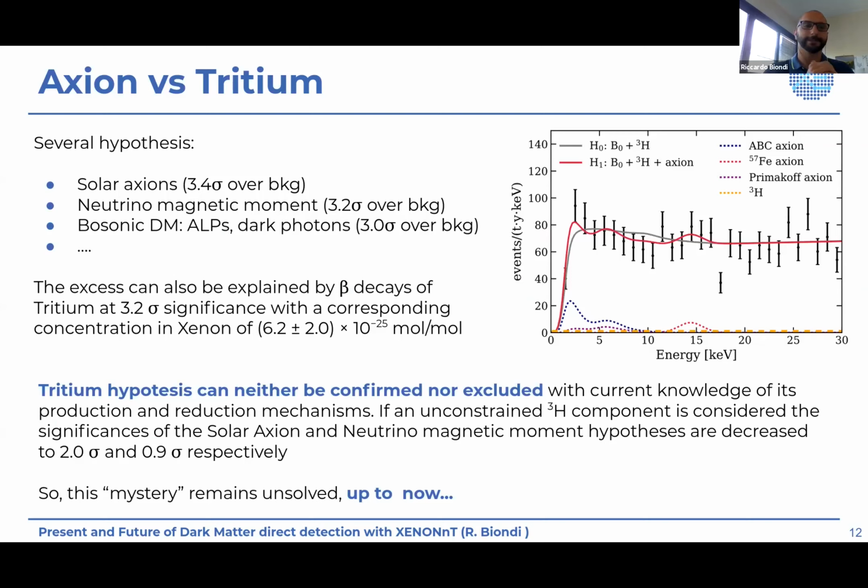So what is this effect? Several hypotheses were made. It could be caused by solar axions with, again, around 3 sigma significance. Enhanced neutrino magnetic moment, bosonic dark matter, axion-like particles, dark photon, many hypotheses were made. Also, it could be explained by beta decays of tritium, with a 3.2 sigma significance and corresponding to a relative concentration of tritium in xenon of 6.2 times 10 to the minus 25 mol/mol.